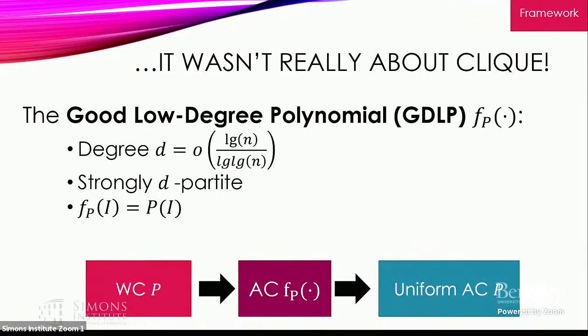So what's going on at a high level here? We go from a worst case problem p to some average case problem f_p. And we go from this average case problem f_p to the uniform average case of p by doing these bit multiplication tricks.